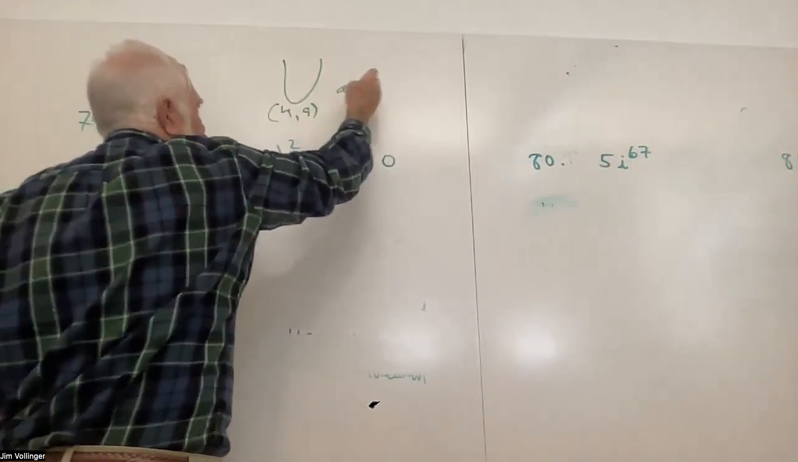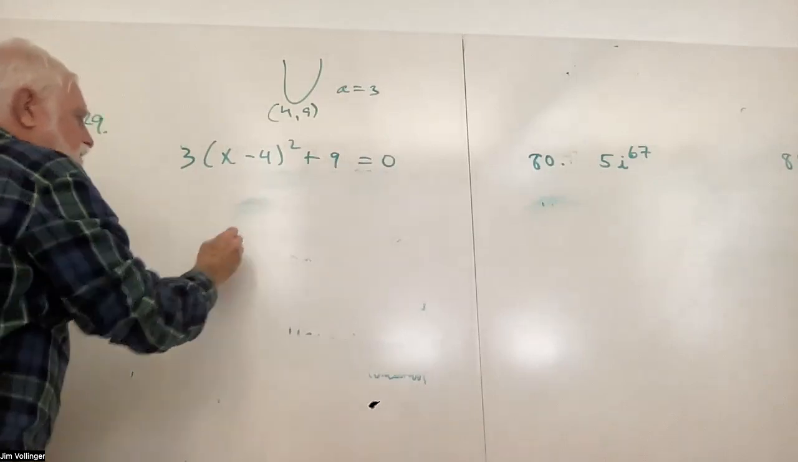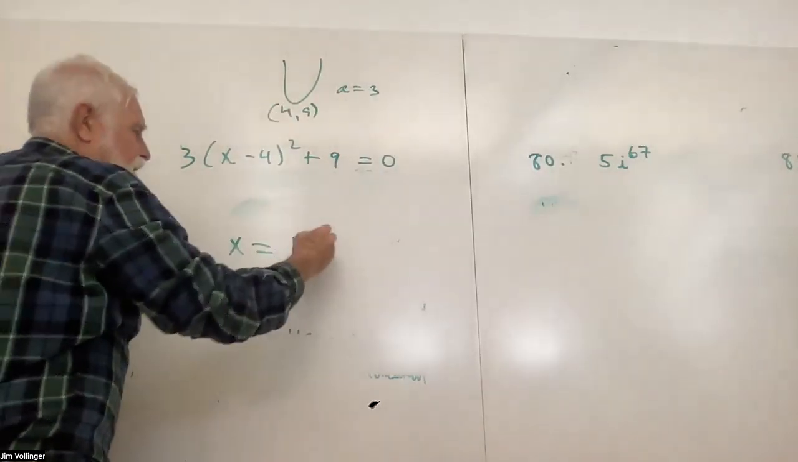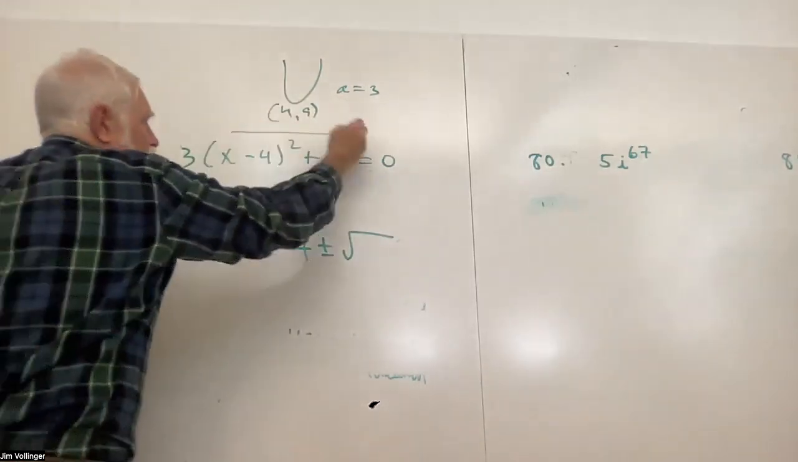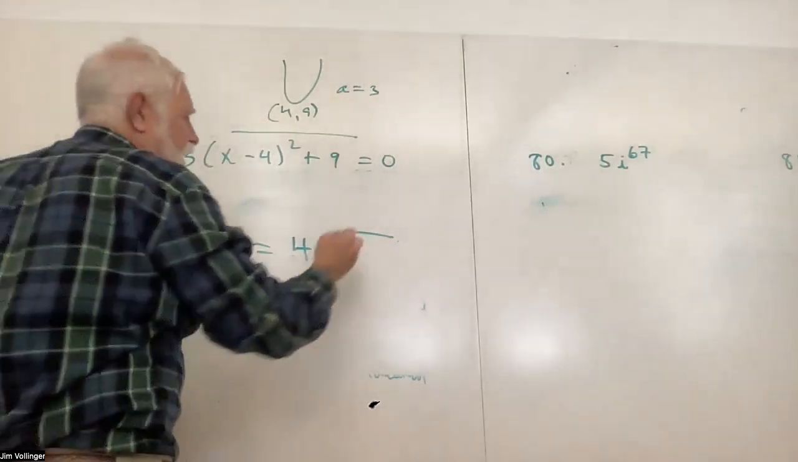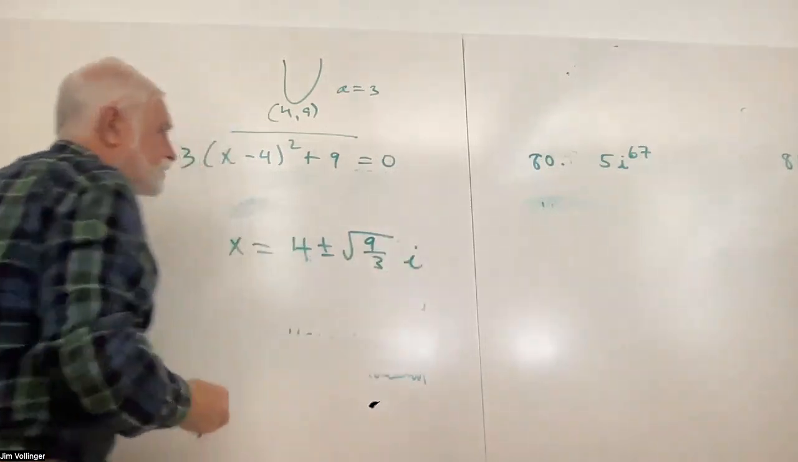And we got an A term of 3. So some of you can already write your answers. Right, so you got x is equal to 4 plus or minus. You got to go down 9 to hit 0. So there's no real roots here. So we got the square root of 9 over 3, imaginary, right?